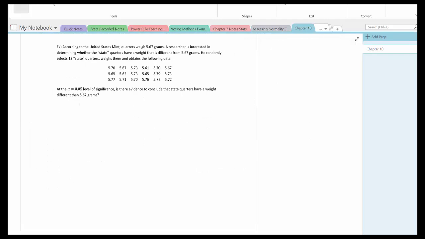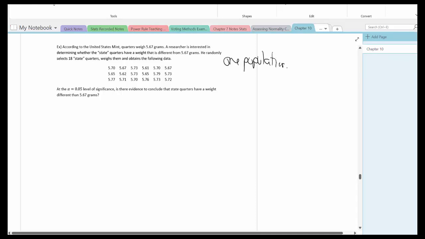Okay, one more example. According to the United States Mint, quarters weigh 5 6/700 grams. A researcher is interested in determining whether the state quarters have a weight that is different from the 5 6/700 grams. He randomly selects 18 state quarters, weighs them, and obtains the following data. At alpha equal to 0.05 level of significance, is there evidence to conclude that the state quarters have a weight different than 5 6/700 grams? So again, what do we have? One population with a way of getting the mean, and it's asking for a hypothesis test.